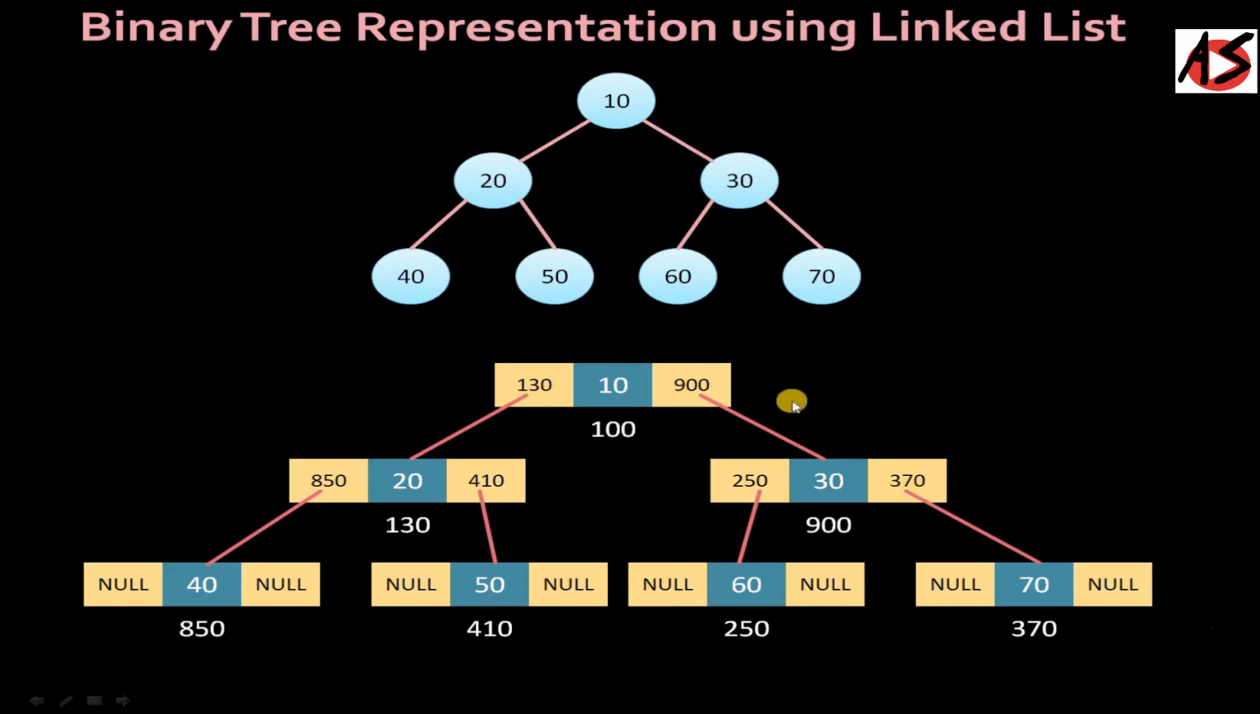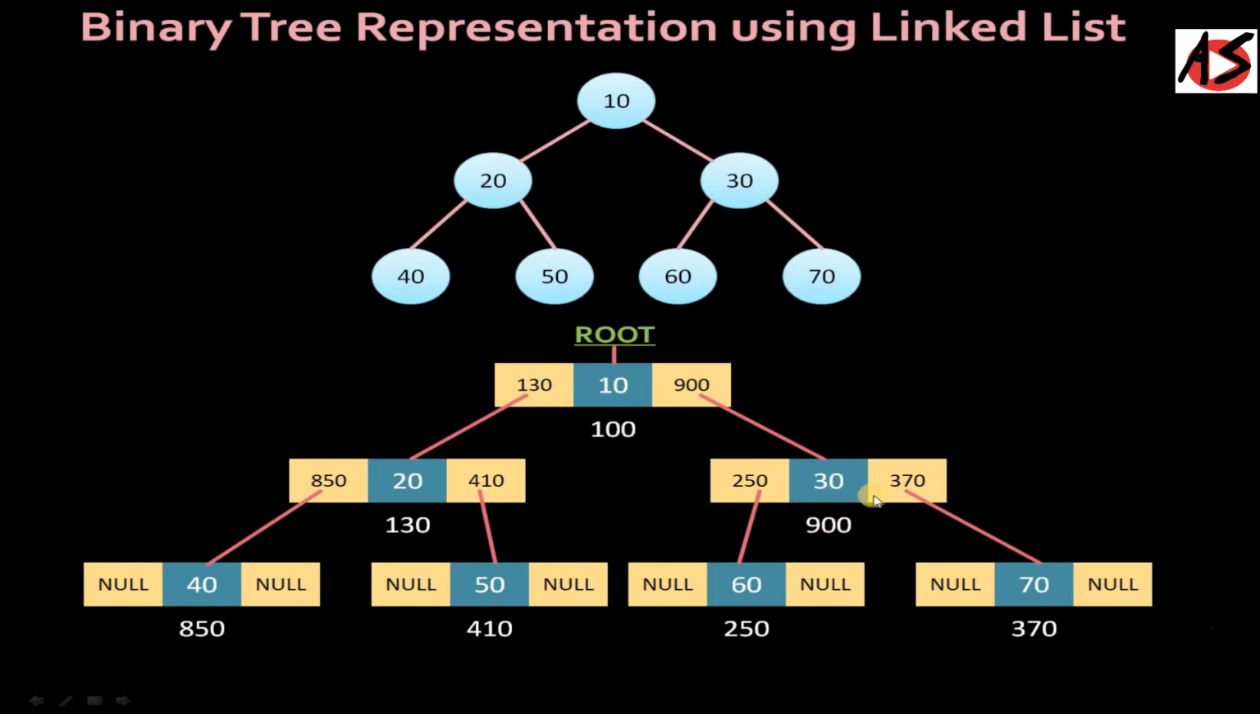Here in this representation, the first element address is important for us, and that is known as the root node. So root is storing address 100. From the root, you can find the element having value 10. If you want to access the left child, you can see the left pointer, that is 130, so from that you can reach the left node. If you want to access the right child, you just move to the right pointer, that is 900. You will jump onto address 900 and you will get the right child.